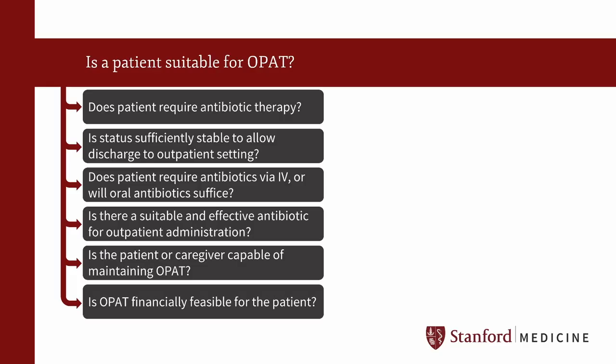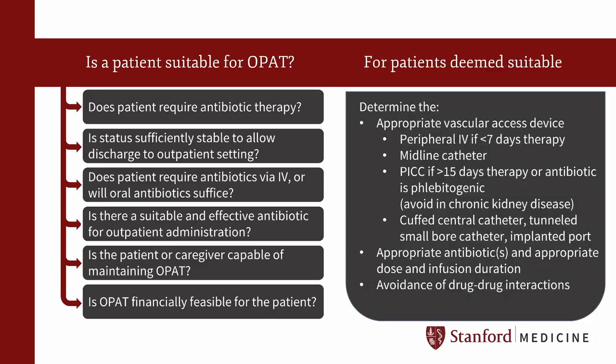Is the patient, and if relevant, the patient's caregiver, capable of dealing with the demands of OPAT? This might include understanding the elements of administration in the home, availability of transportation to an infusion center, and the like. And finally, is OPAT financially feasible for the patient?